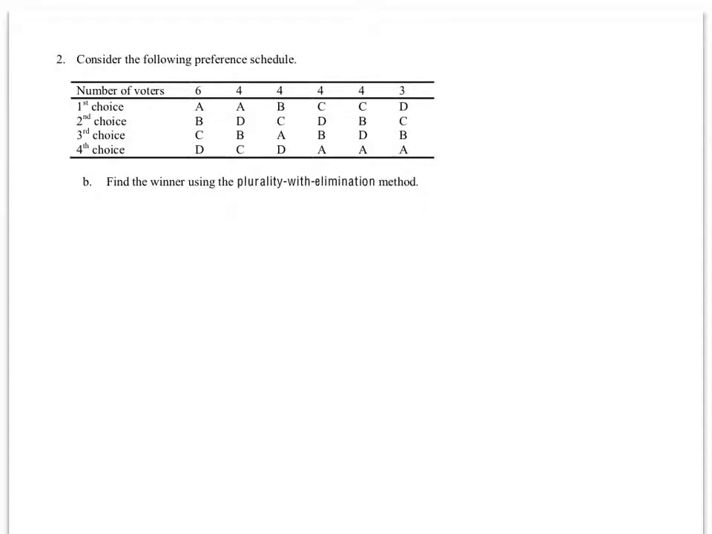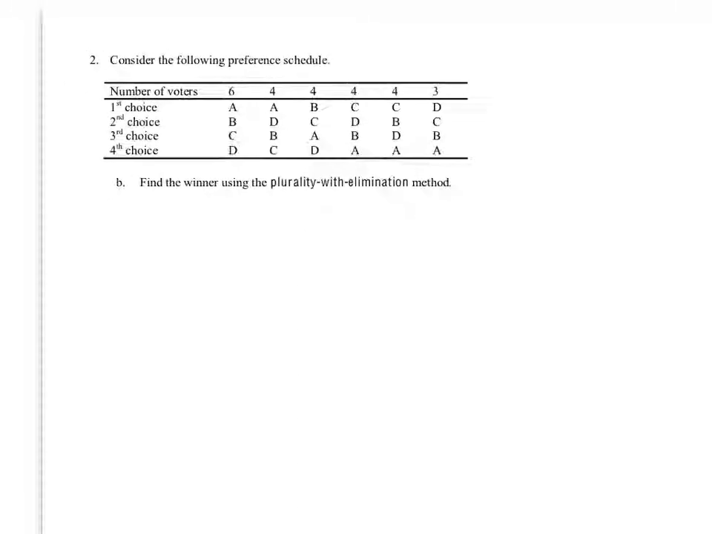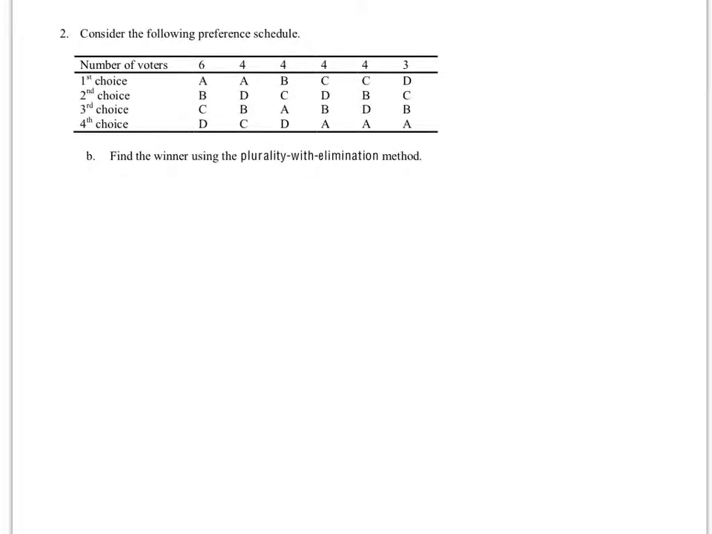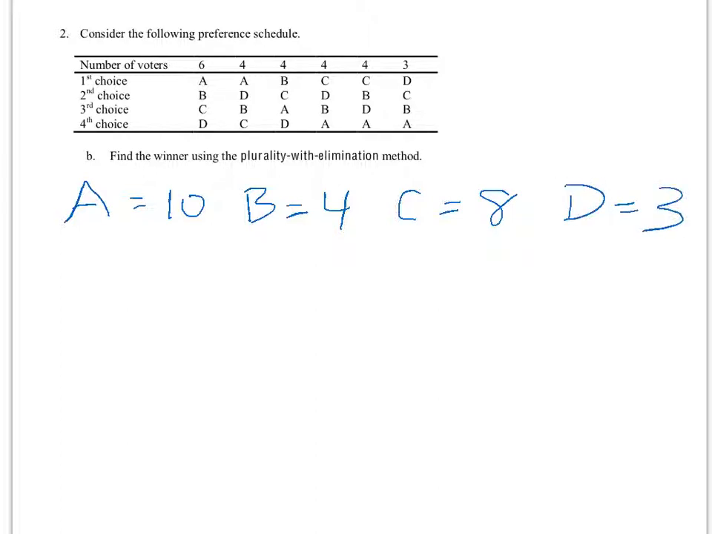Okay, so to find the winner of this election using plurality with elimination, we start with plurality. So we say A has 10 votes, B has 4 first place votes, C has 8 first place votes, and D has 3. Okay, now we have to ask ourselves, does anybody have a majority?